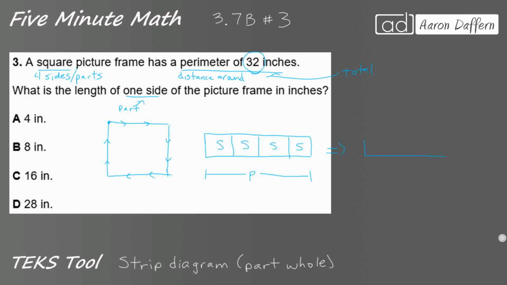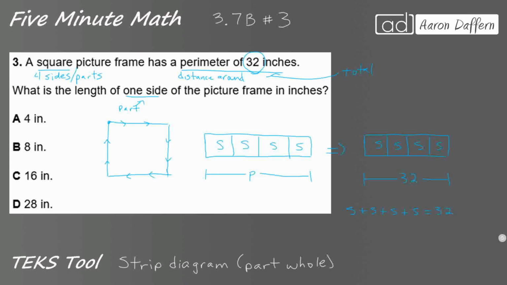So I'm going to redraw it, and I'm going to still put my S because it's the exact same side length repeated four times, but I do know that my perimeter is 32. All right, so now that I'm looking at this, this is all the information we need. So basically, this is what we're looking at. We're looking at S plus S plus S plus S equals 32.